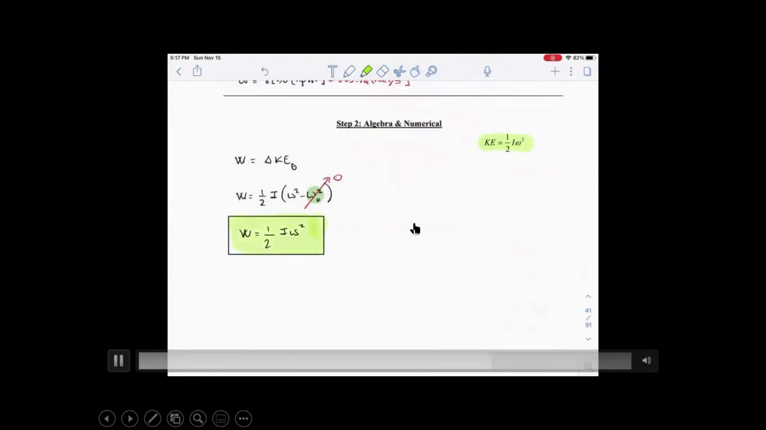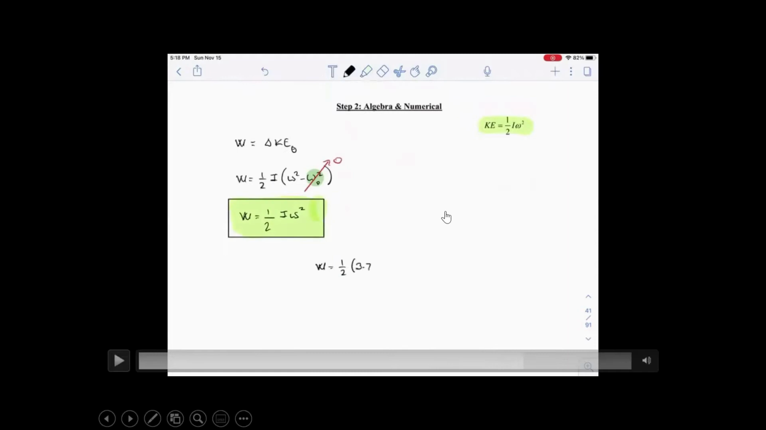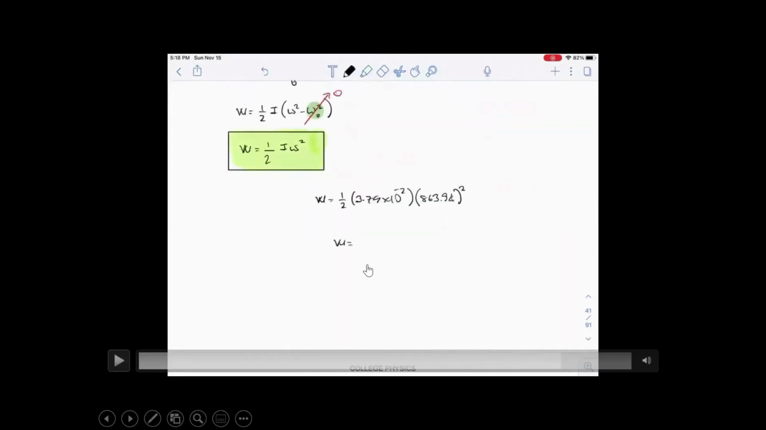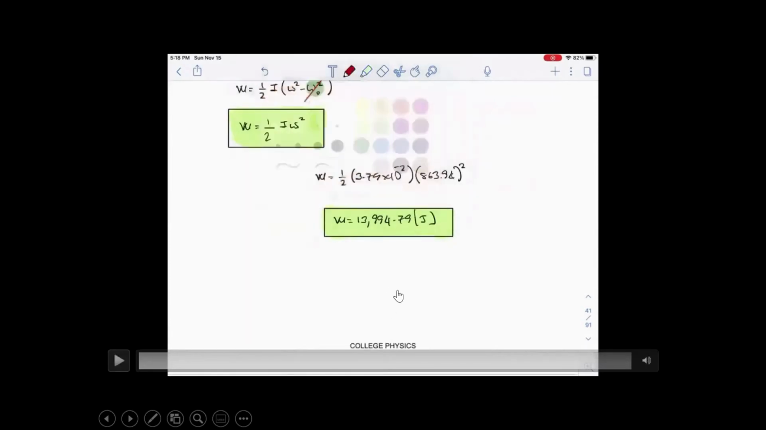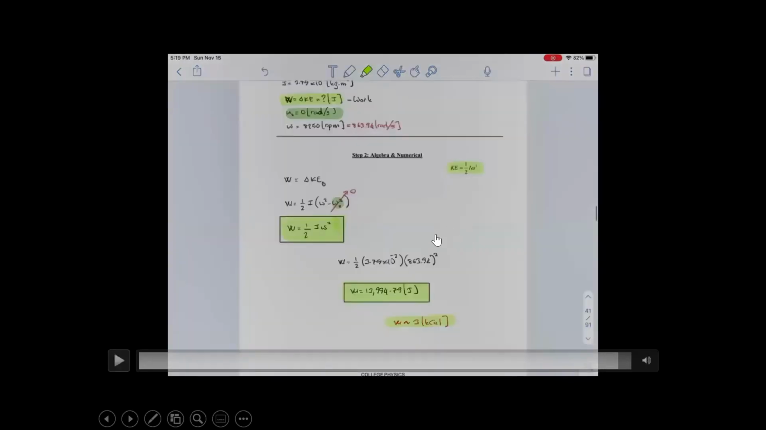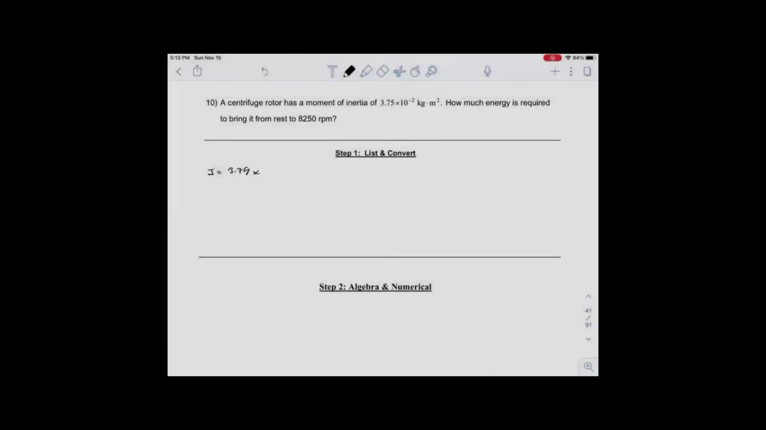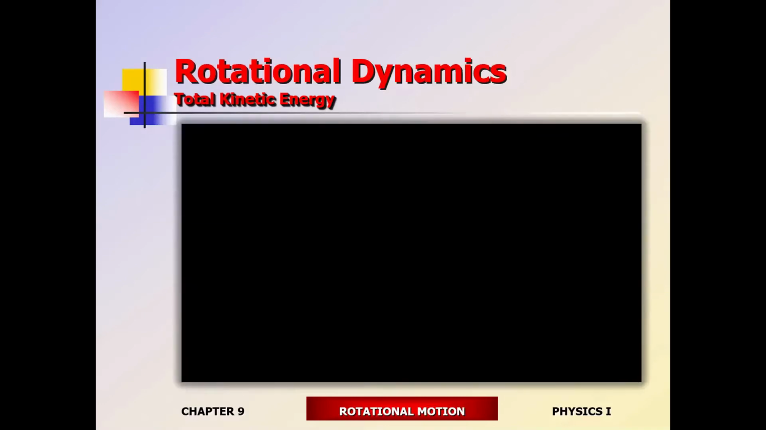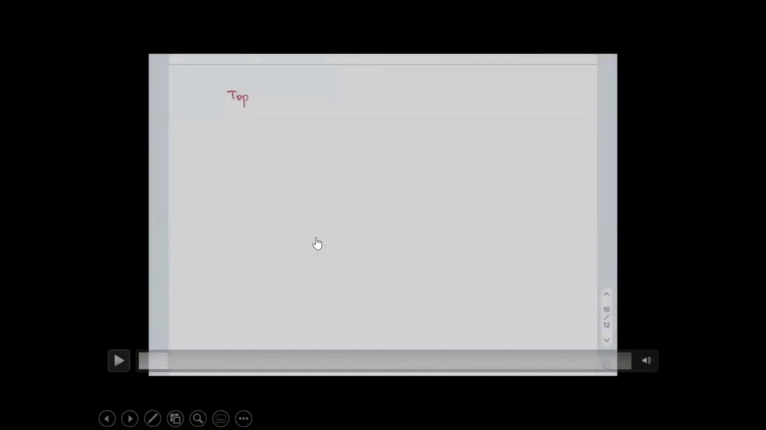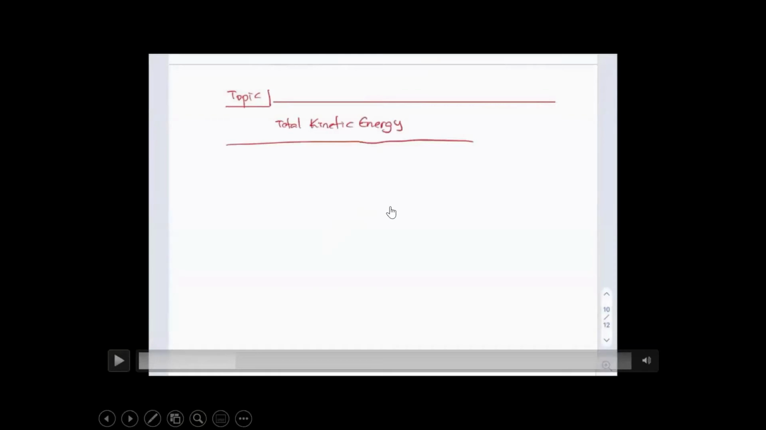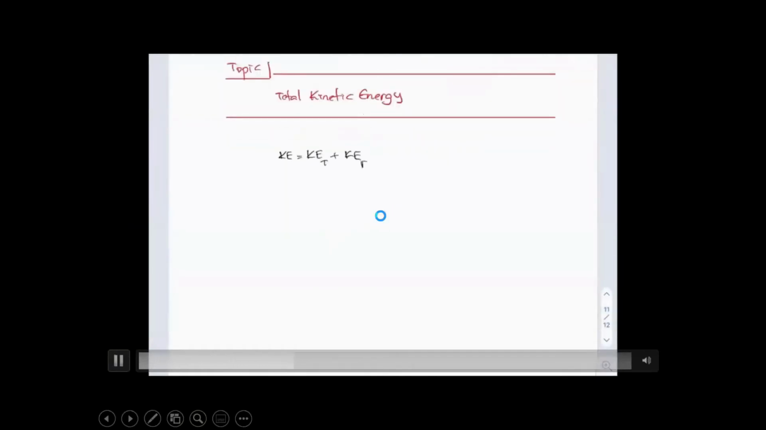Setup is the most important part. This is more of a demonstration problem. Plug the numbers in. We'll get our expression in terms of joules. It makes sense to convert things to units that we understand, so it's going to be calories. It's going to take 3 calories of work to get it up to speed. From a physics perspective, this is a concept which is important.